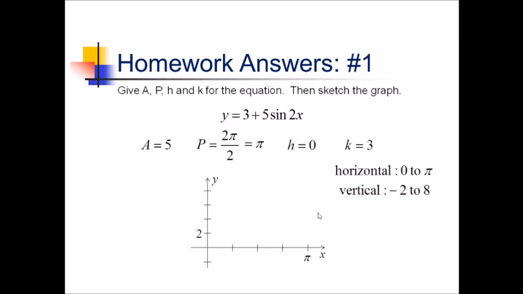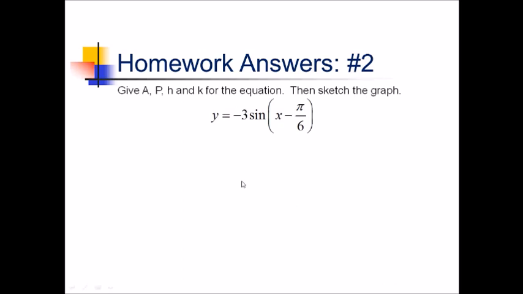All right. Sine curve, we're going to start in the middle and go up. So we're over here on the y-axis. The middle of the curve is going to be halfway between negative 2 and positive 8, that k value of 3, right about here. And then we're going up the amplitude of 5. That takes us up to 8. Back down to the midline, down to the bottom at negative 2, and back up to the midline, and draw the sine curve.